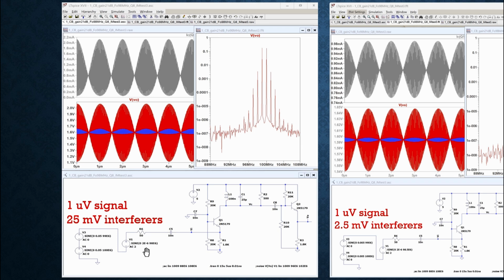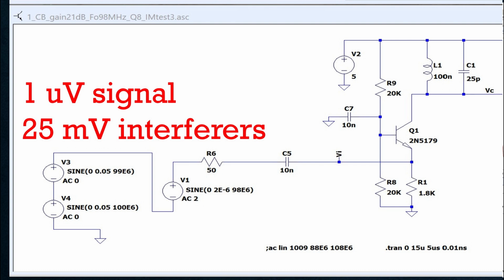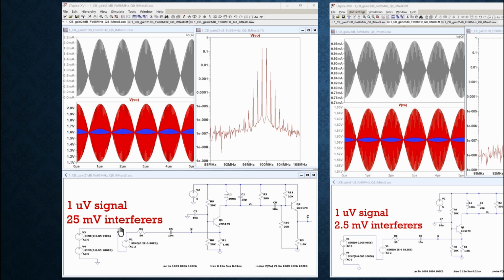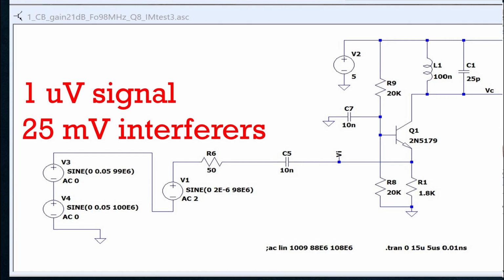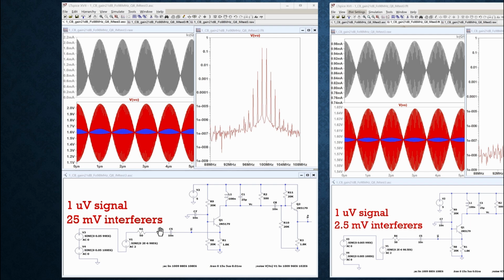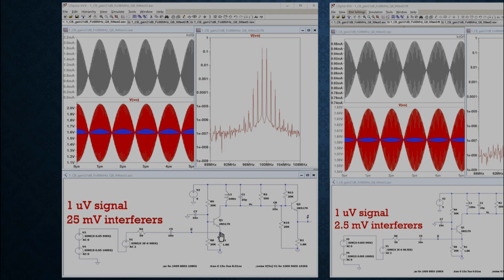The signal, you probably can't read it, but it says 2 times 10 to the minus 6 volts. So that's 1 microvolt. Remember, whatever you have here gets divided by 2 because it's assumed the source is going into a 50 ohm load. That's at 98 megahertz, like in the example I gave you before. The interferers are at 99 and 100 megahertz. And they are 0.05 volts, which means they're 25 millivolt interferers coming into the amplifier.